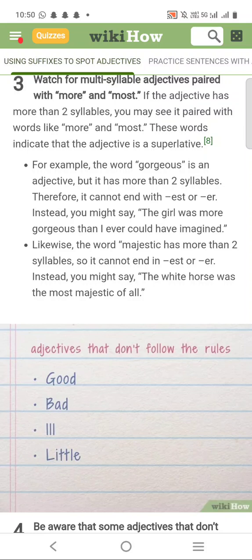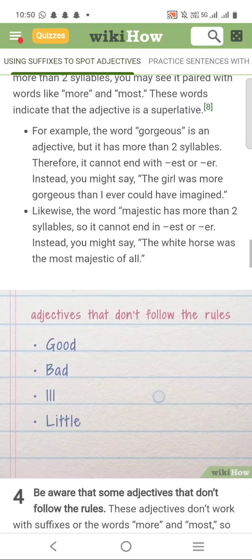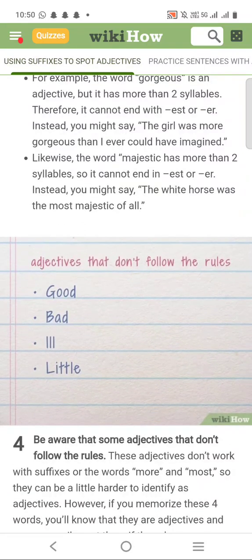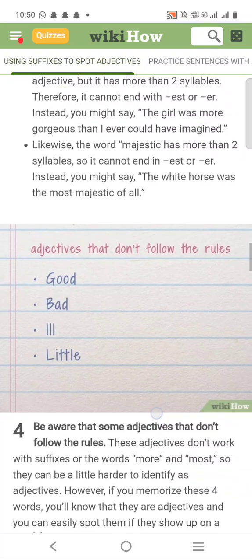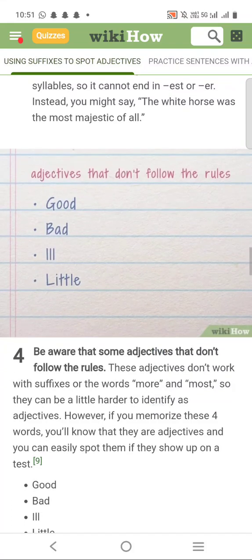You might say the girl was more gorgeous than I ever could have imagined. Likewise, the word majestic has more than two syllables, so it cannot end in est or er. You might say the white horse was the most majestic of all.